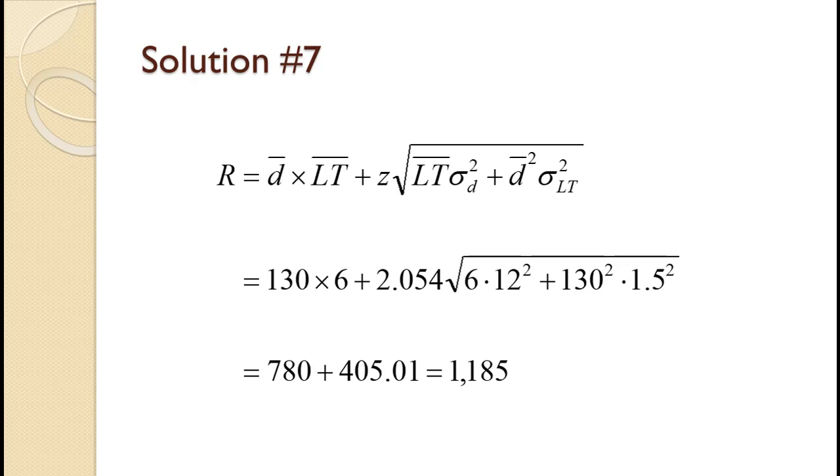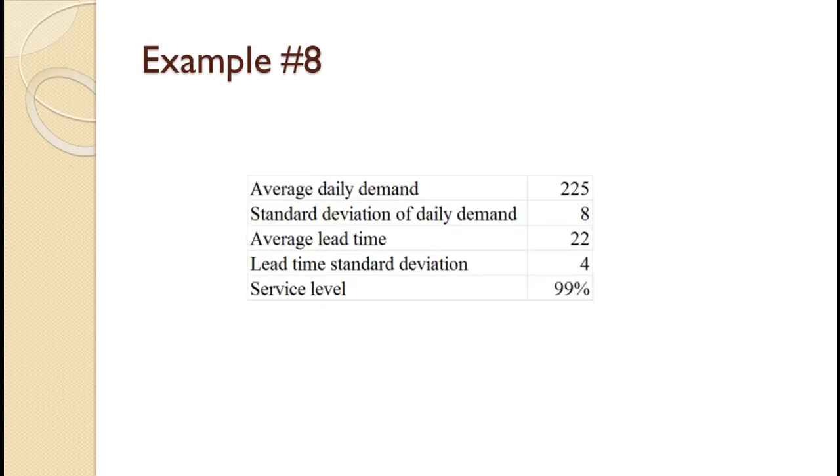Plugging in the average daily demand of 130, the average lead time of 6, the resulting z-value of 2.054, the daily standard deviation of demand of 12, and the standard deviation of lead time of 1.5 yields a reorder point of 1,185. In this next example, a company orders an item with an average daily demand of 225 and a standard deviation of 8. It has a lead time of 22 days with a standard deviation of 4. They want a 99% service level.